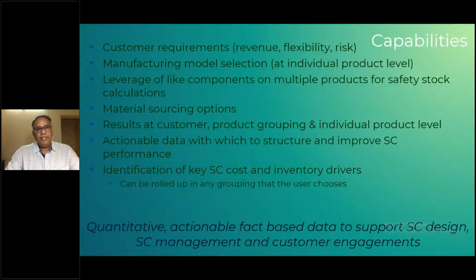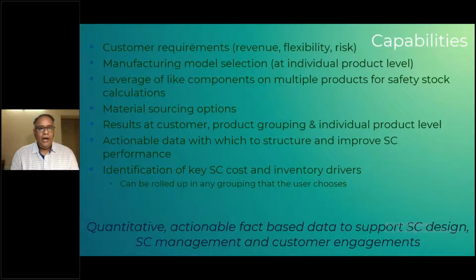So we'll touch base on the capabilities now on the supply chain. Basically the whole thing starts from the customer requirement. As we say, everything is to be fulfilled for the customer, whether it is revenue, flexibility, or risk. So these are the three factors which have to be considered before you design your complete supply chain.